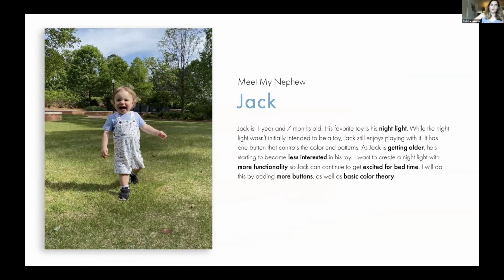His favorite toy is his nightlight, which wasn't initially intended to be a toy, but Jack still enjoys playing with it. It has one button that controls the color and the color patterns. And as Jack is getting older, he's starting to become less interested with this toy. So I want to create a nightlight with more functionality so that Jack can continue to get excited for bedtime. And I will do this by adding more buttons and functionality as well as basic color theory.